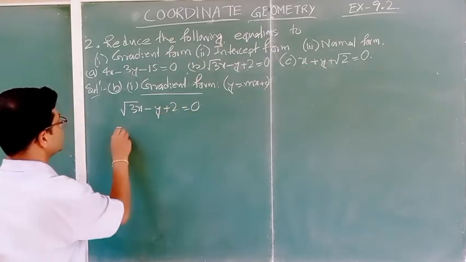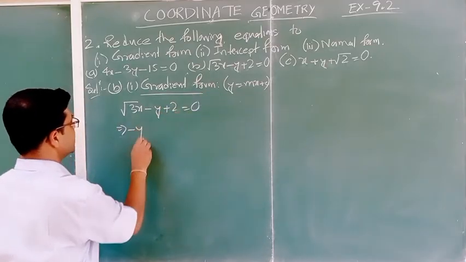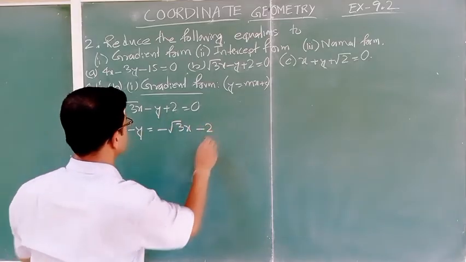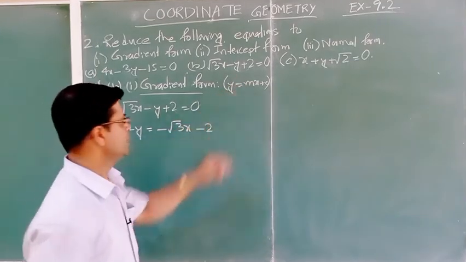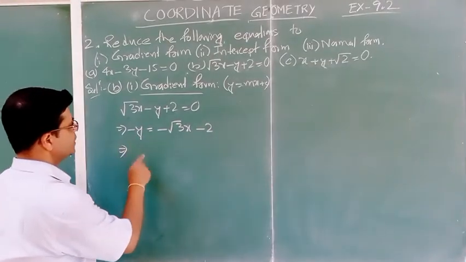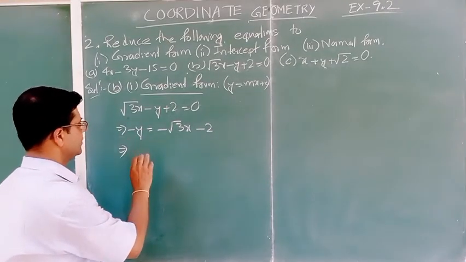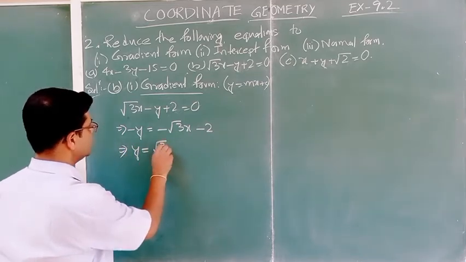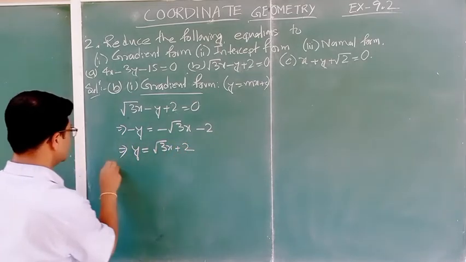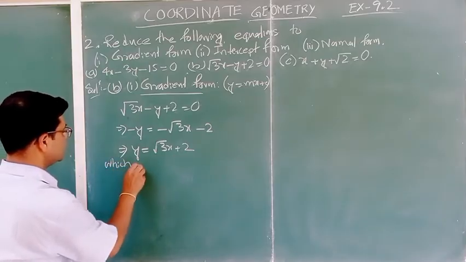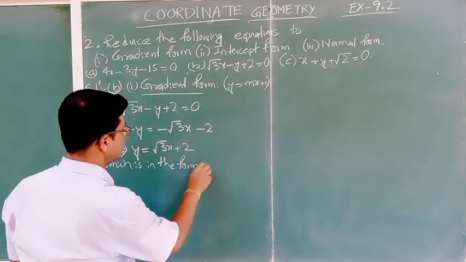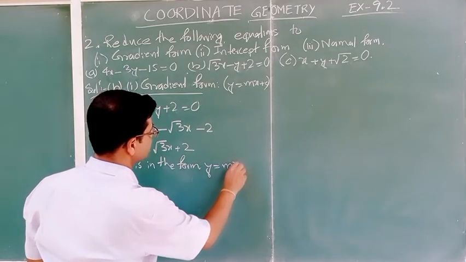So we have to write in the left hand side only y. So this is minus y and this is minus root 3x minus 2. What we have to write? Plus y, isn't it? So what we do, the thing is very simple. We will multiply each side throughout by minus 1. It will be y equal to root 3x plus 2, which is in the form y is equal to mx plus c.